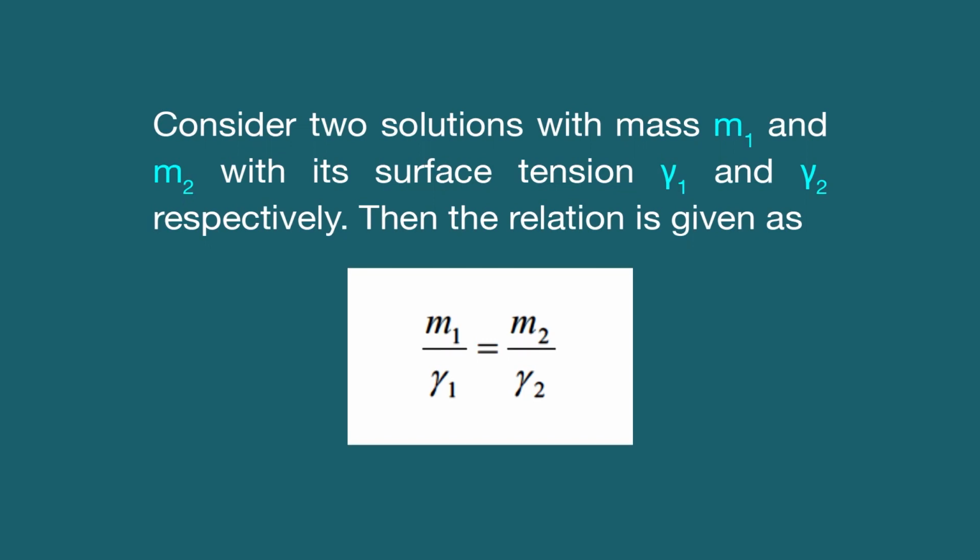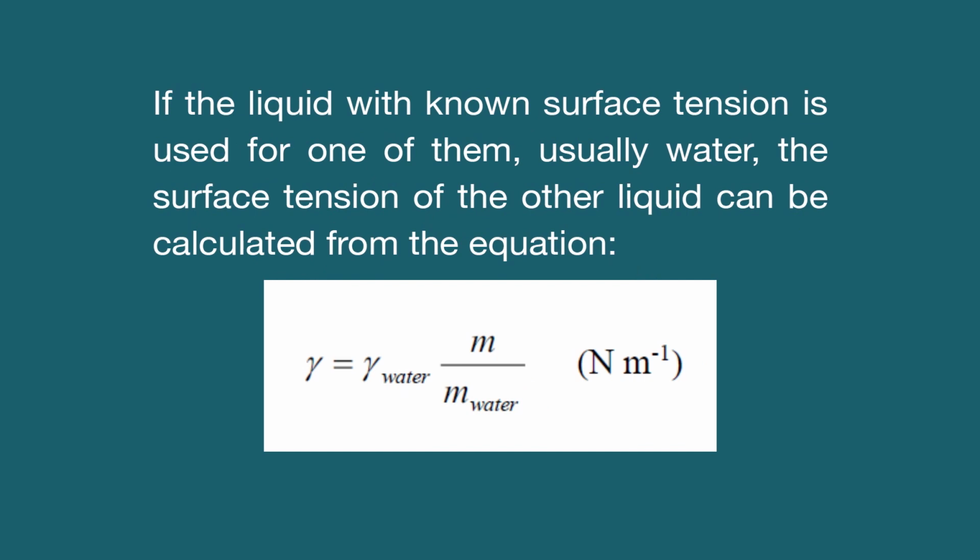Let's consider two solutions with mass m1 and m2 with surface tension gamma 1 and gamma 2 respectively. Then the relation is given as m1 by m2 equal to gamma 1 by gamma 2. If the liquid with known surface tension is used for one of them, usually water, the surface tension of the other liquid can be calculated from the equation. Gamma is equal to gamma of water into m by m of water.